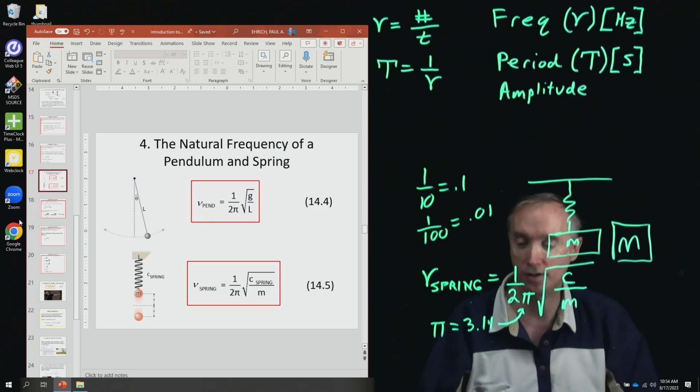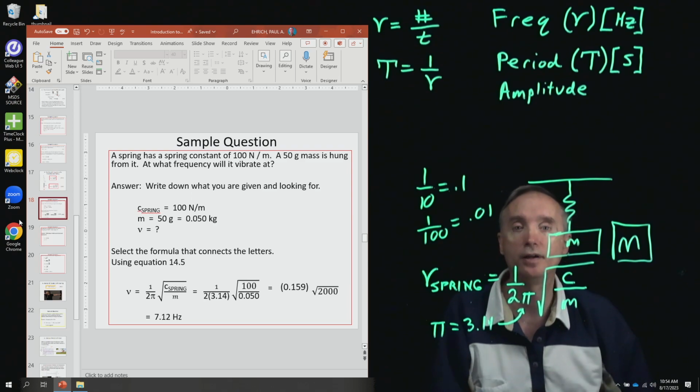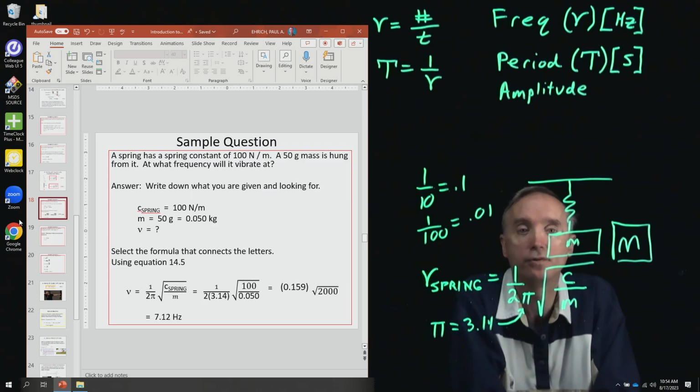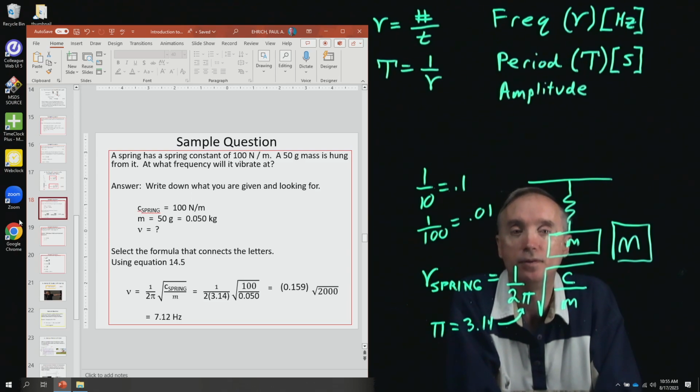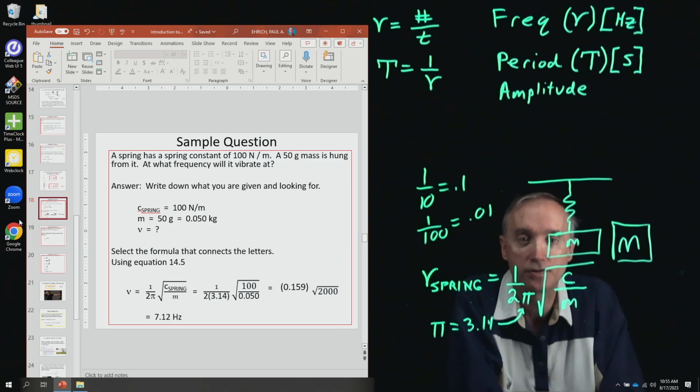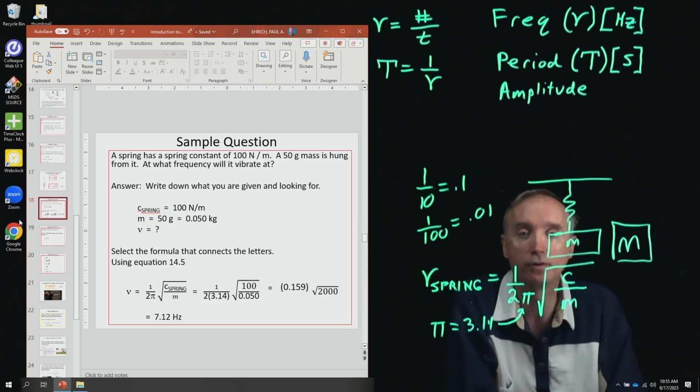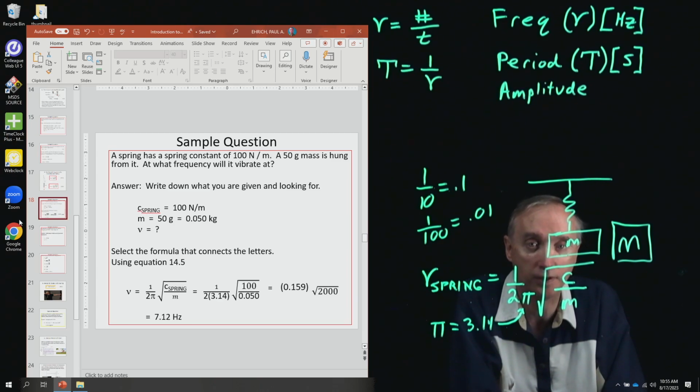Okay, so here is another kind of question that I could give you. A spring has a spring constant of 100 newtons per meter. A 50-gram mass is hung from it. At what frequency will it vibrate at? So write down what you're given and what you're looking for. So we're given the spring constant. Don't worry about the units on there, but it would be in newtons per meter.